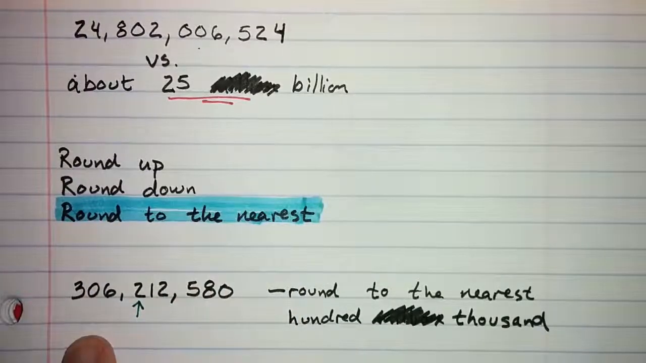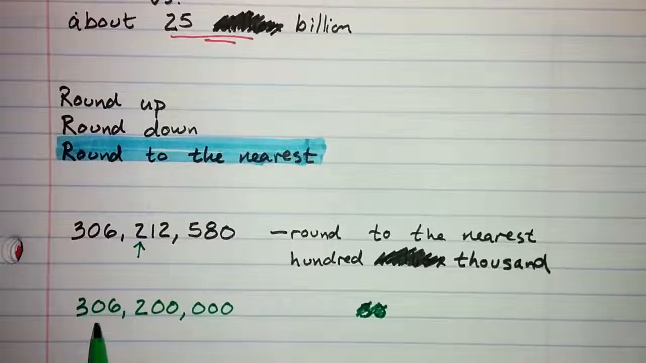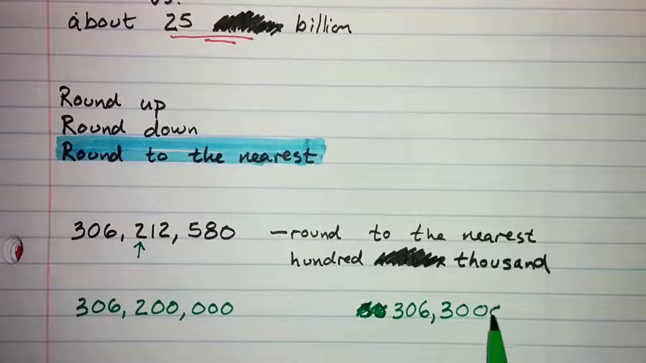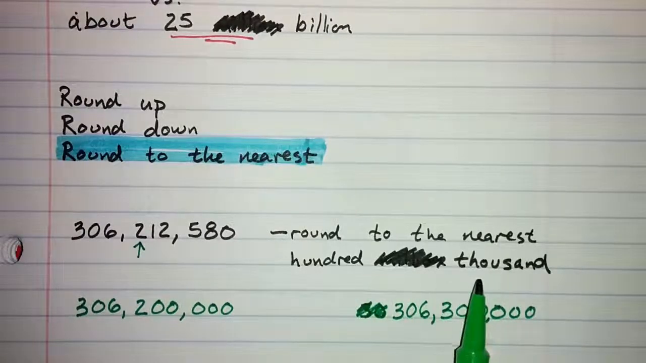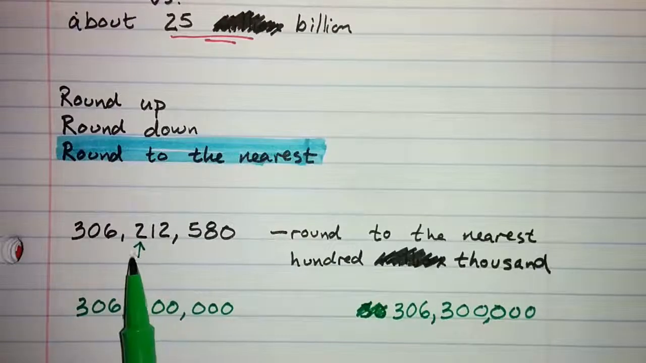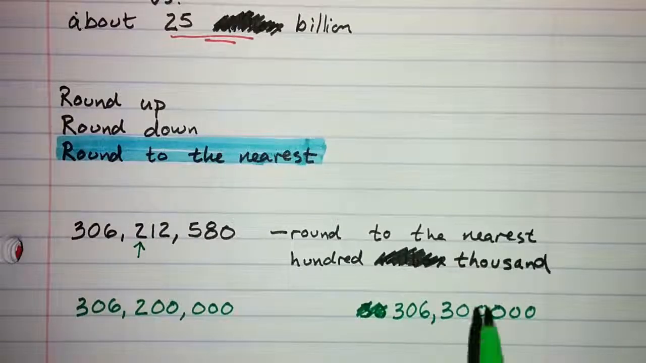This number, then, is a little bit more than 306,200,000. But then, what if I put another 100,000 on that? Well, 200,000, next comes 300,000. This is a little bit less than 306,300,000. When we say round to the nearest 100,000, we mean this number is between these two. We want to round to whichever one it is nearest to, that is, it's closest to.